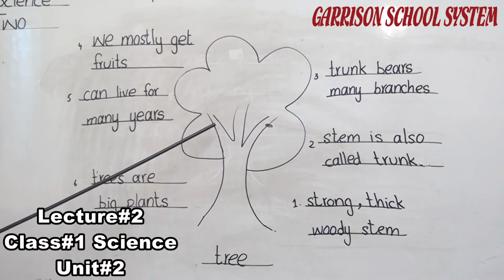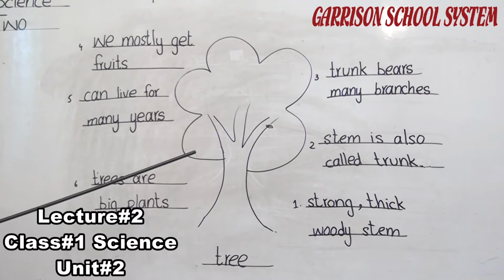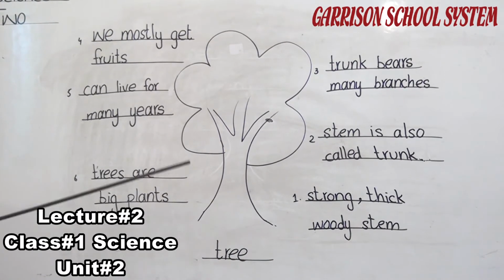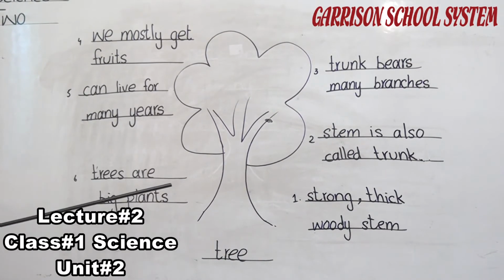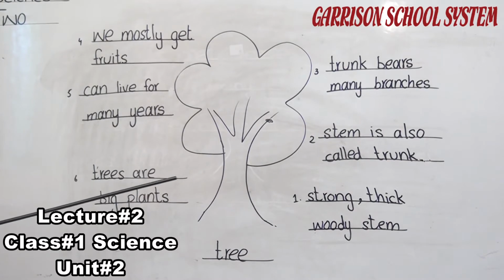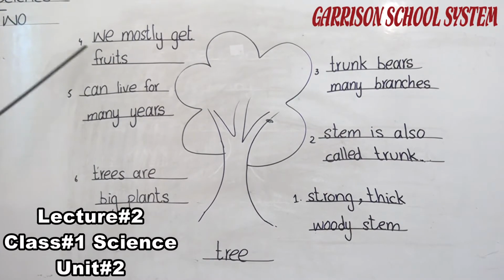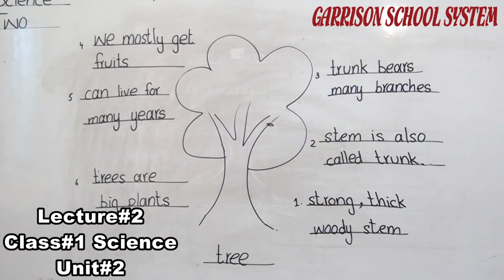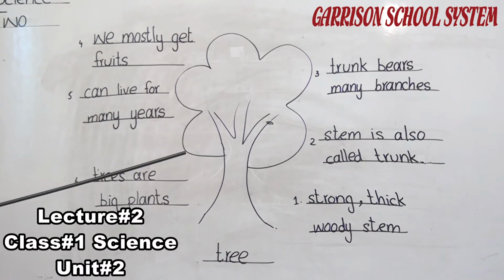Different trees have different types of branches. Some trees have many branches. Some trees have spread out branches. Some trees have small branches. Some trees have few branches, and some trees do not have branches. Number 4, we mostly get fruits from the trees. The fruits which we eat mostly come from the trees.